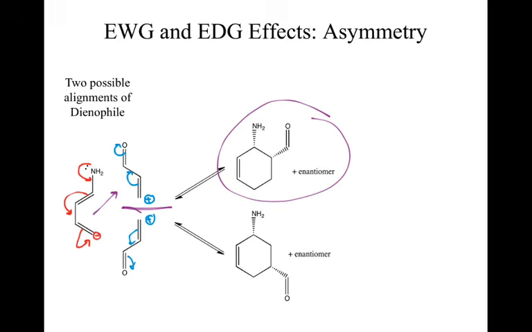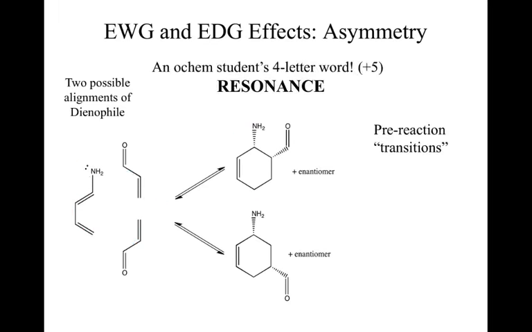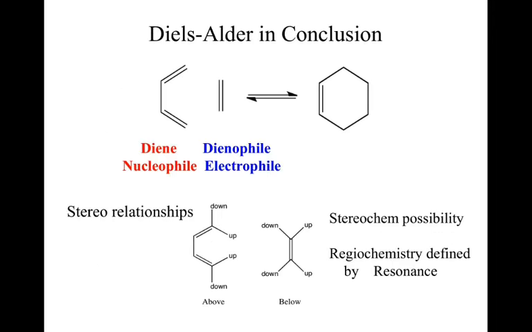So when you're looking at an asymmetry in both the diene and the dienophile, look to resonance to help you predict where things belong. And that's really our pre-reaction transition, if you will. Our big conclusion has everything on it. We've got our diene, which typically acts as our nucleophile. Our dienophile is our electrophile. We end up with a six-membered ring with the double bond inside it.